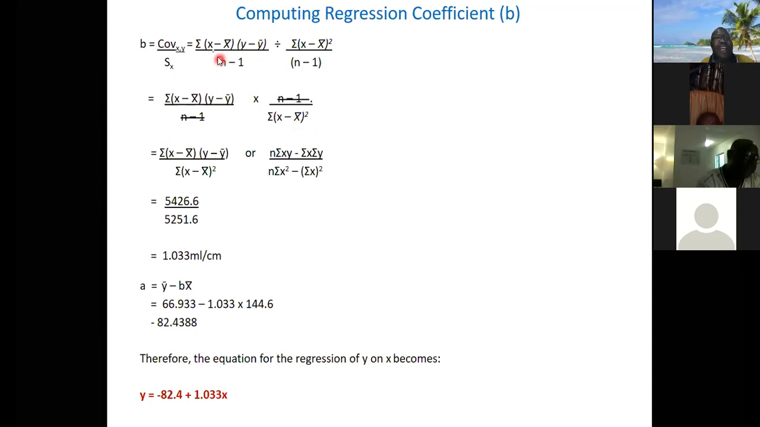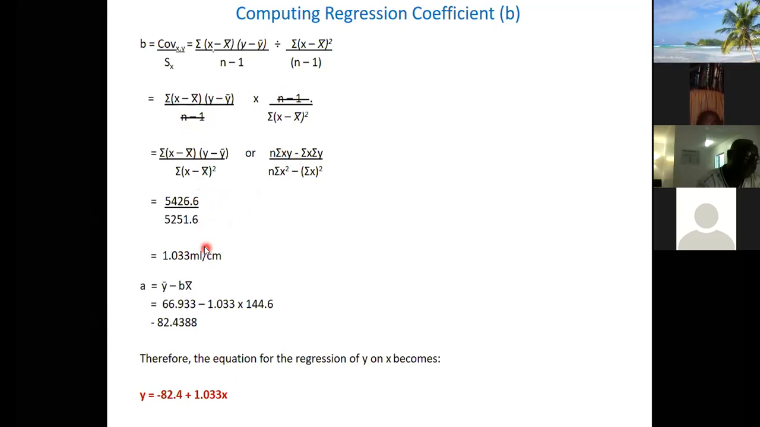That is why, if you look at the formula for covariance over the formula for the variance of X, this divided by this, the n minus 1 in the numerator and the n minus 1 in the denominator cancel, and it now becomes this. Can you see that? This is the formula for the regression coefficient. It can be written like this.